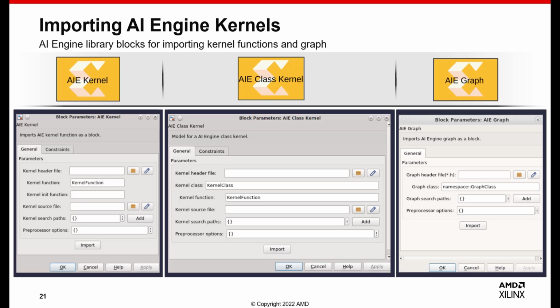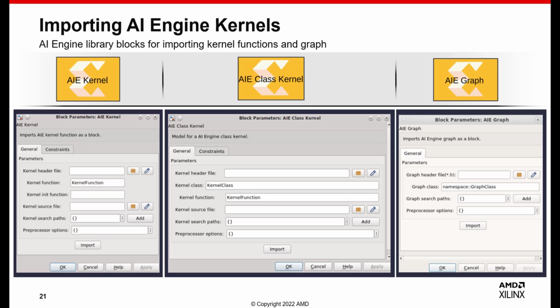Model Composer provides two AI engine library blocks to import kernel functions of different types: the AI engine kernel block, non-class based, and the AI class kernel block for class based. The AI graph block also allows you to import an AI engine program that consists of a data flow graph specification written in C++.